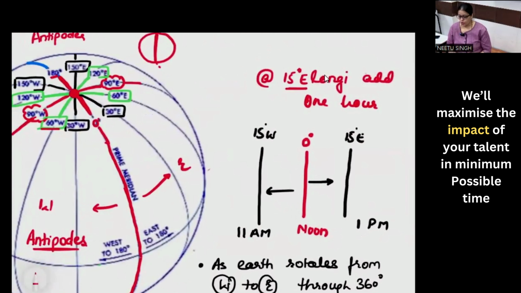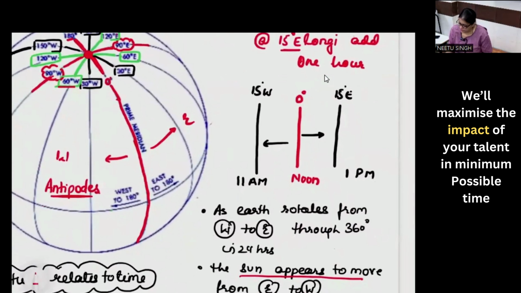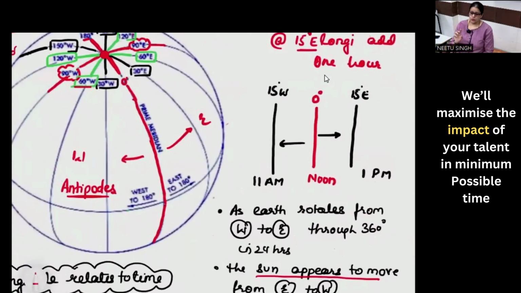As Earth rotates, it is written so that we save our time. As Earth rotates from west to east through 360 degrees in 24 hours, we know that it is approximately 24 hours. That is the reason we have leap year. Very important point.